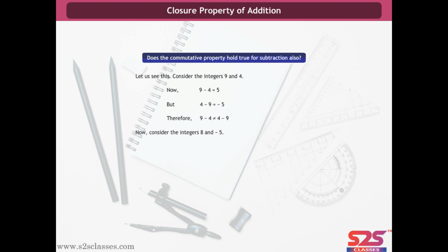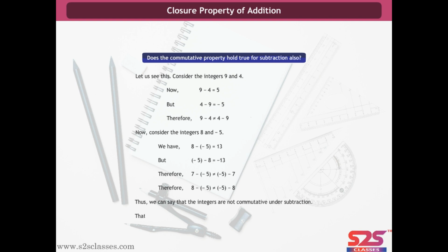Now consider the integers 8 and minus 5. We have 8 minus minus 5 is equal to 13. But minus 5 minus 8 is equal to minus 13. Therefore, 8 minus minus 5 is not equal to minus 5 minus 8. Thus, we can say that the integers are not commutative under subtraction. That is, if a and b are any two integers, then a minus b is not equal to b minus a.